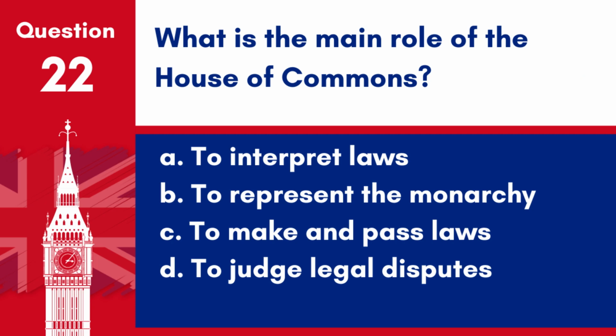Question 22. What is the main role of the House of Commons? A. To interpret laws. B. To represent the monarchy. C. To make and pass laws. D. To judge legal disputes. Answer: C. To make and pass laws. The main role of the House of Commons is to make and pass laws.